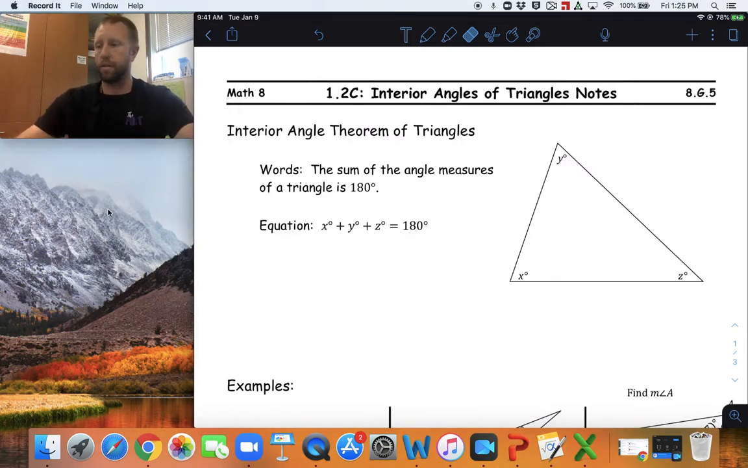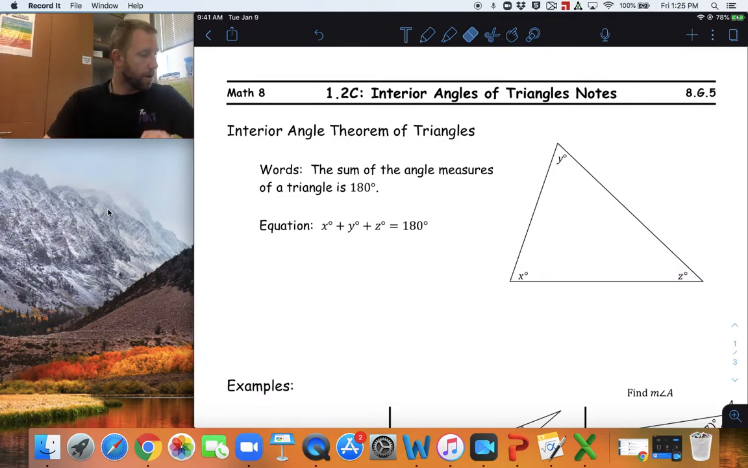All right, so we are going to get started on 1.2c, interior angles of triangles. I am on page 39, so go ahead and follow along. Remember, at any time if you need to pause the video to copy down something, feel free to do that.